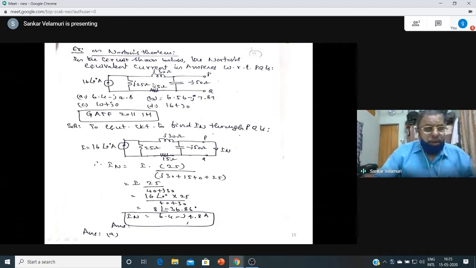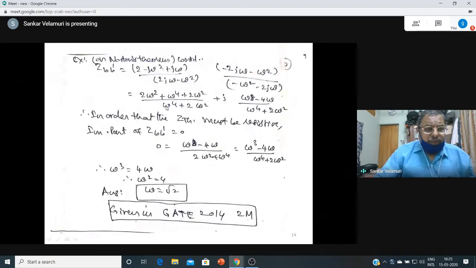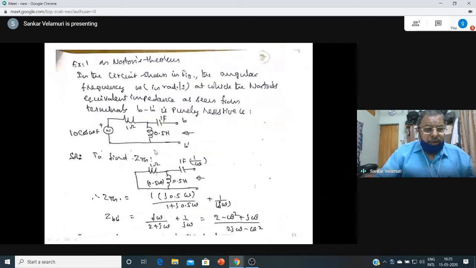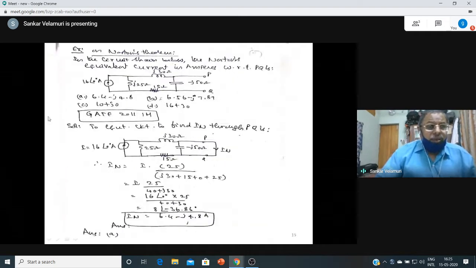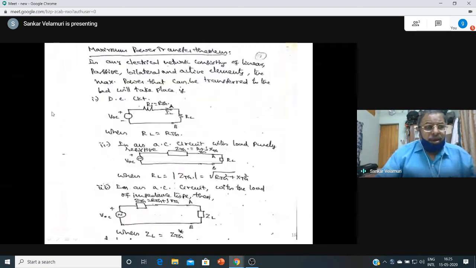So one more question here. In the circuit shown below, I hope I have not gone fast here. Only the simplification part I have not explained to you. Otherwise, as viewed from the terminals, only this is a complex calculation. It takes some time to understand. Maybe you have to read it once again and check the correctness. So omega equal to root 2 is the solution, right? Now, next question.